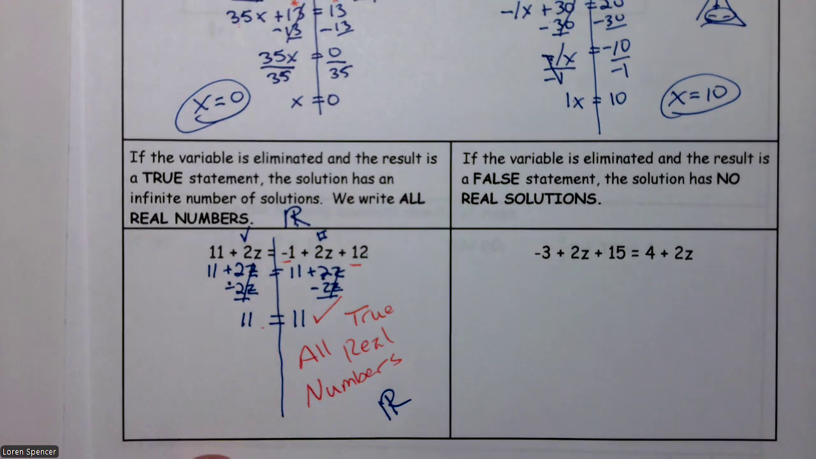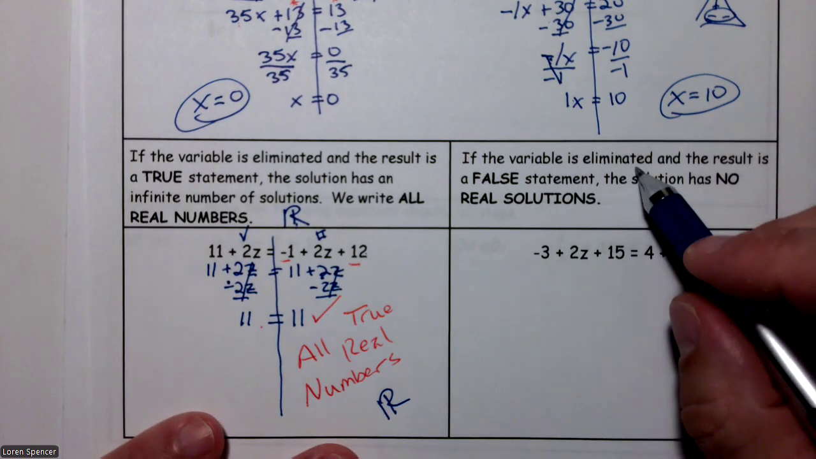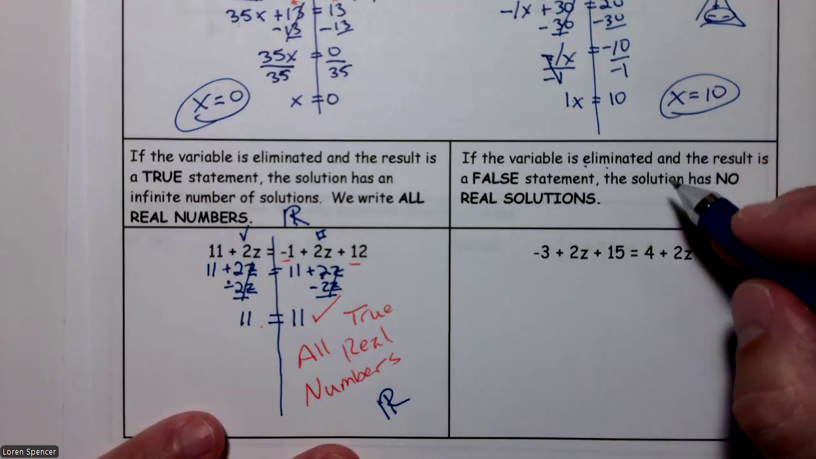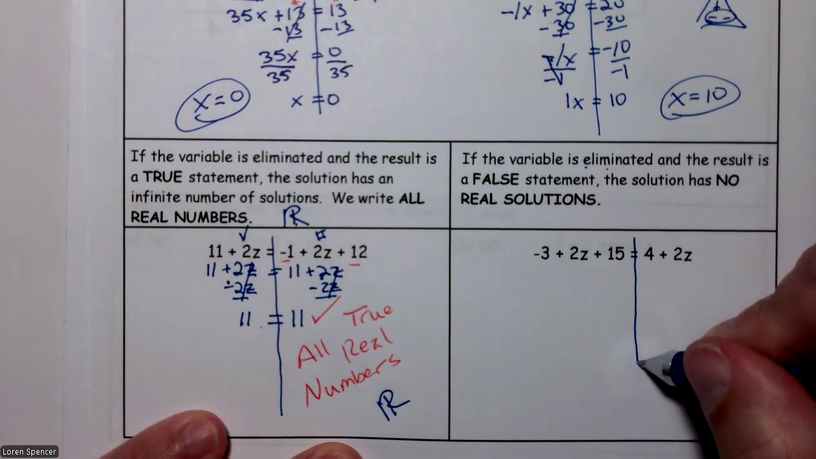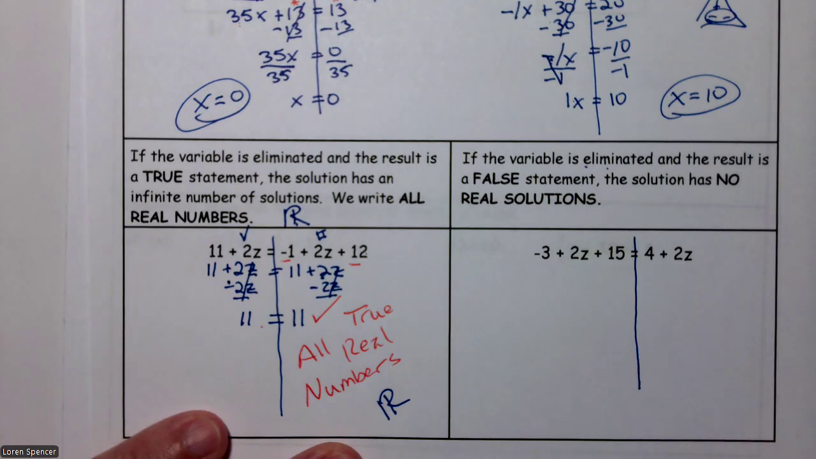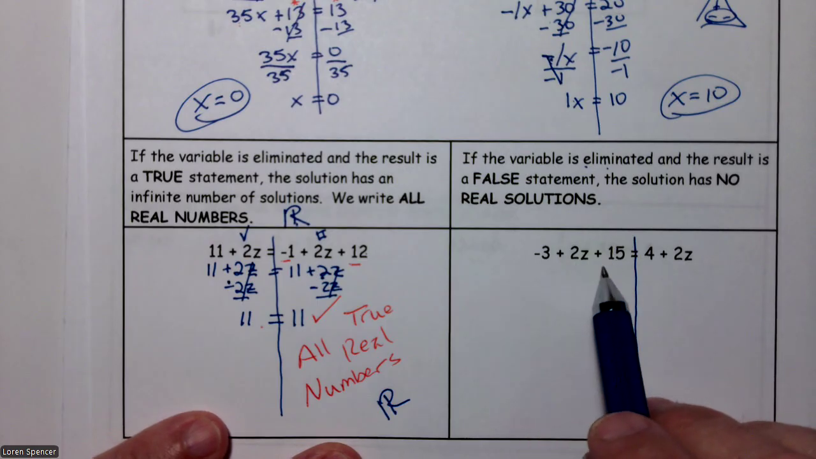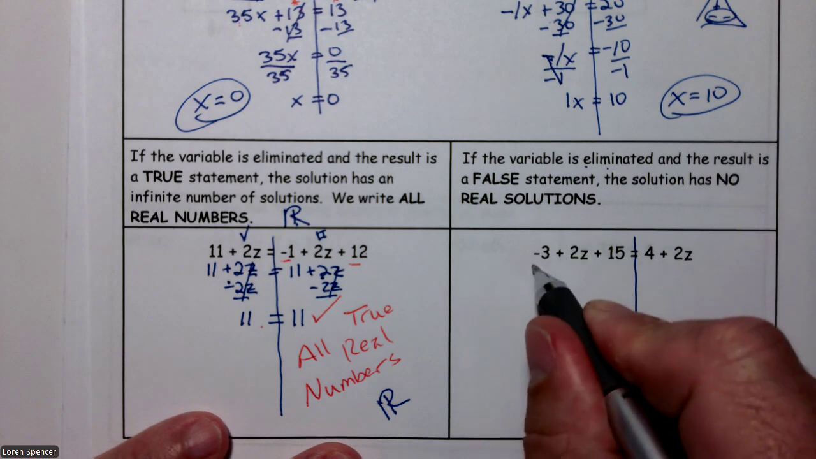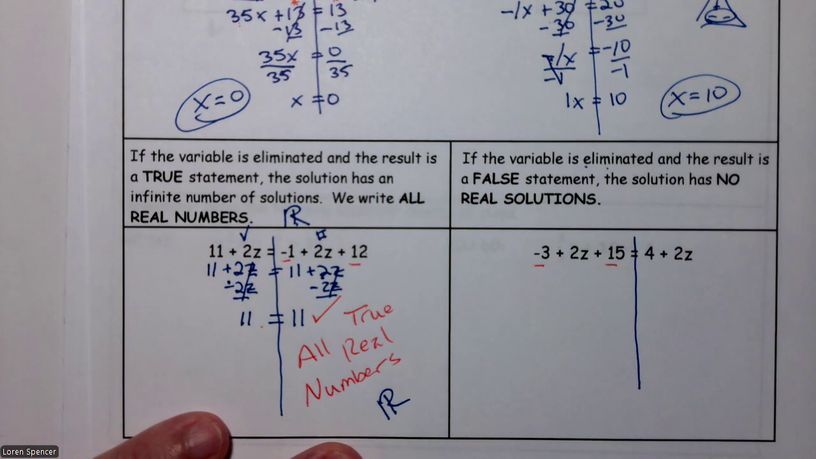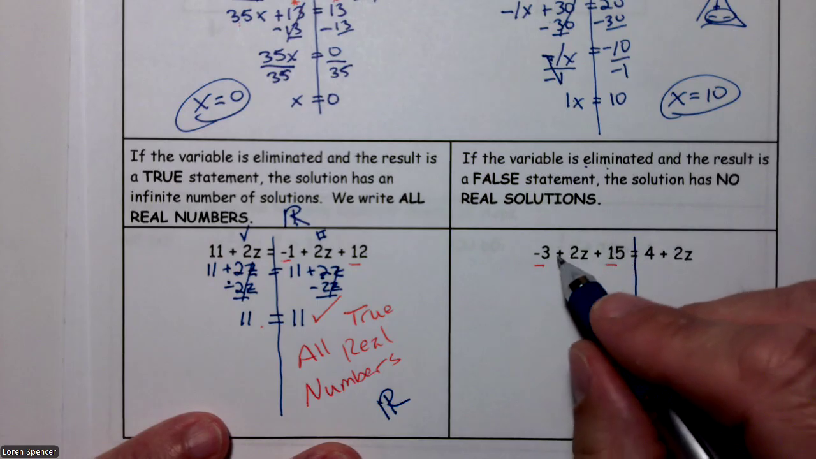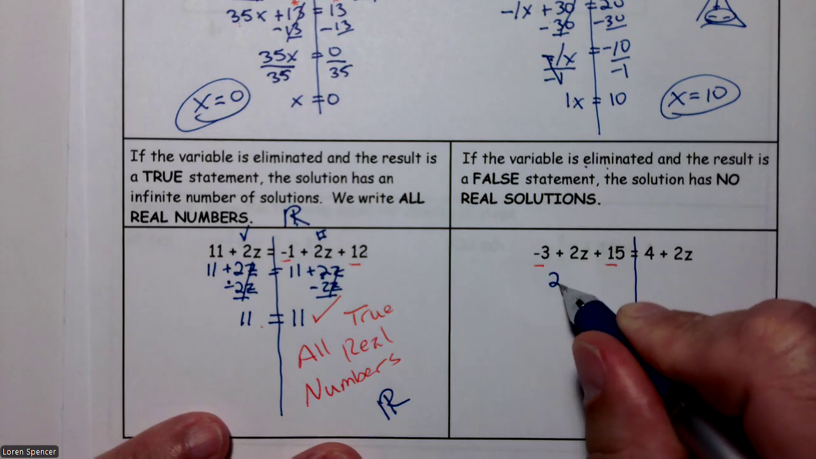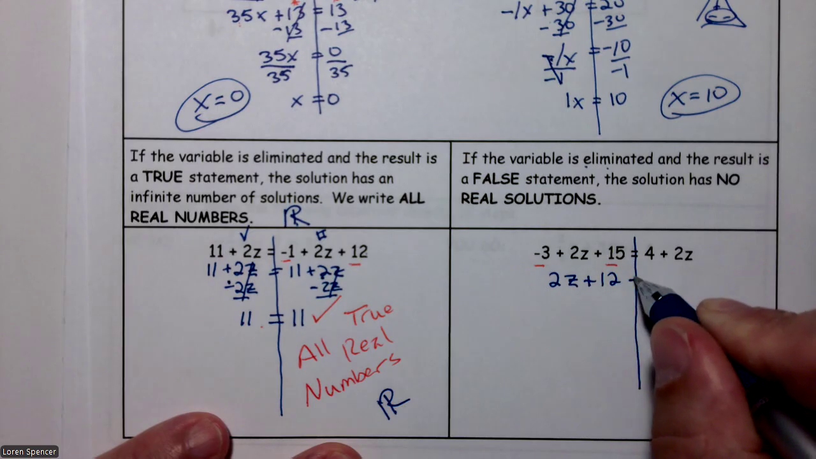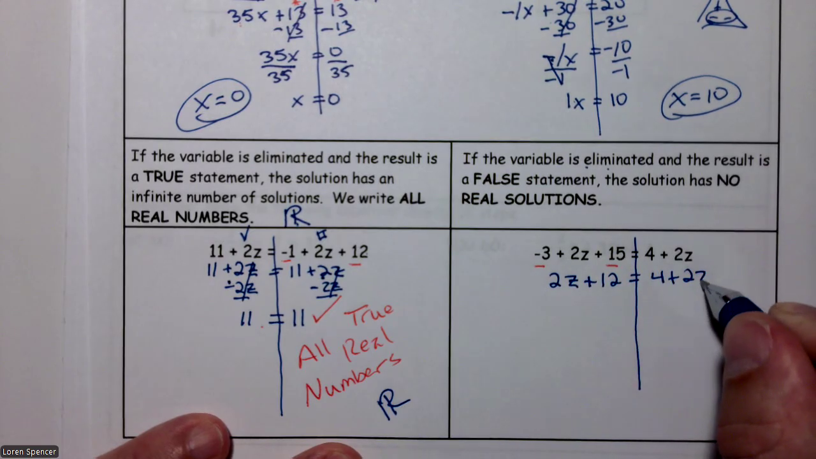All right. On the other hand, let's take a look at this. If the variable is eliminated, in other words, no variables, and the result is false, the solution has no real solutions. So let's try that out. Well, I don't have distributive property, but I do have some like terms I can combine. I can combine the negative 3 and the positive 15. And that will give me 15 minus 3 is 12. So I have 2z plus 12 equals 4 plus 2z.